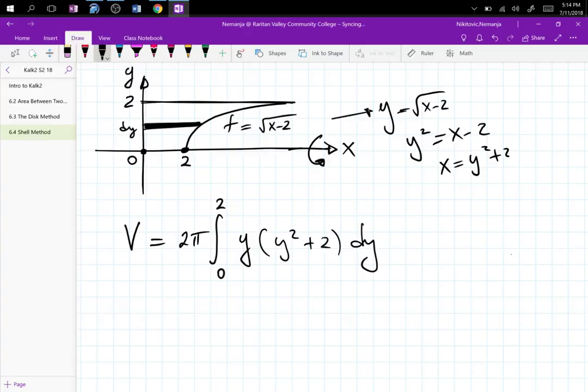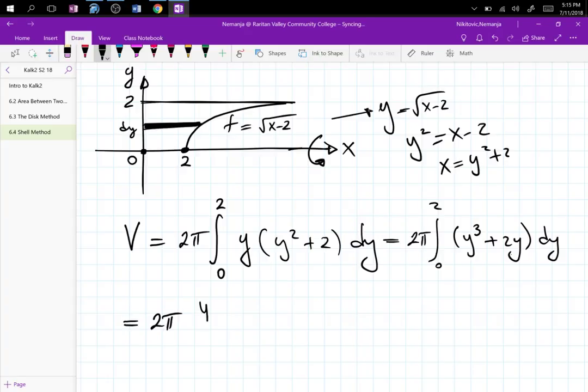And finally dy. So we are able to set up one integral, and also because we had to convert the function to express x from the function, we also got rid of the square root, so now it's even easier to integrate and do everything else. So now what I have is 2 pi, 0 to 2, and I need to integrate y cubed plus 2y dy.